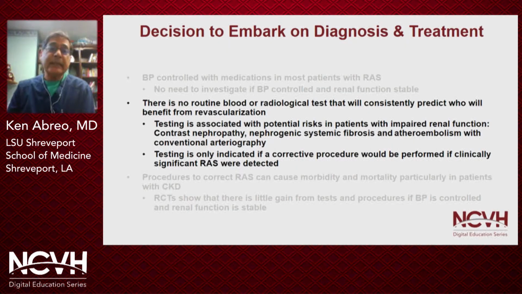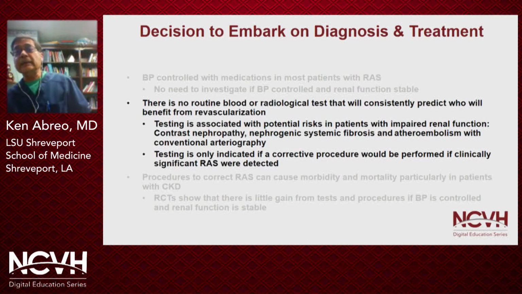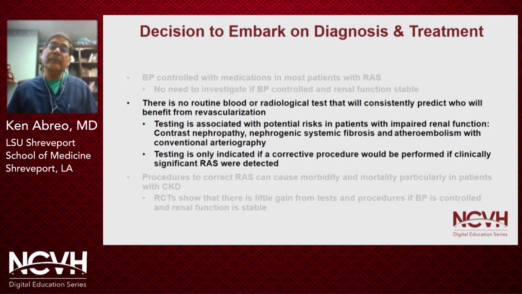The second point is that there is no routine blood or radiologic test that will consistently predict who will benefit from revascularization. You have to remember that testing is associated with potential risks, especially in patients who have impaired renal function. Patients may get contrast nephropathy from contrast media. They may develop nephrogenic systemic fibrosis if they are given gadolinium for an MRI. And they may develop thromboembolism when doing a conventional arteriography. So testing is only indicated if you feel that a corrective procedure would be performed if you detect clinically significant renal artery stenosis.